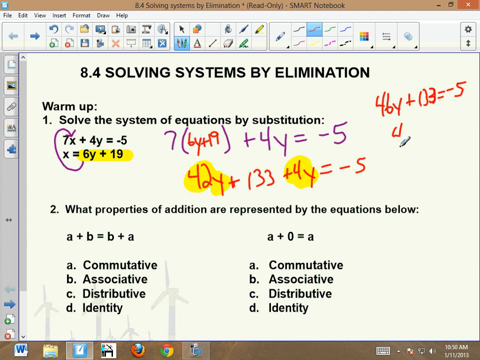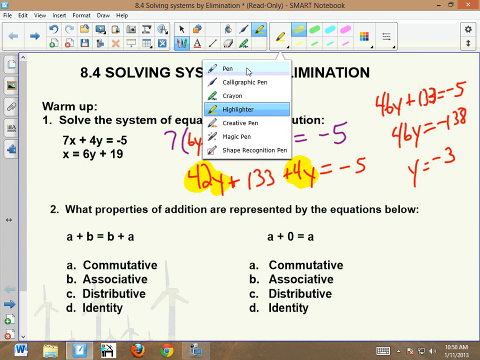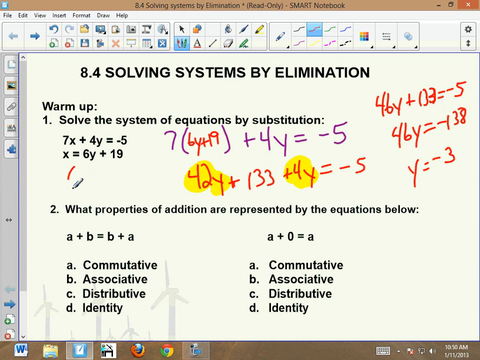I subtract 133 from both sides. 46y equals negative 138. Divide both sides by 46. y equals negative 3. Oops, that's y, not x. So I have negative 3 for my y value.